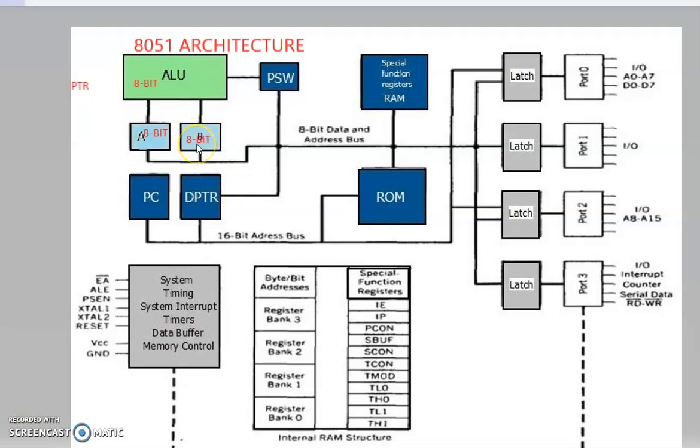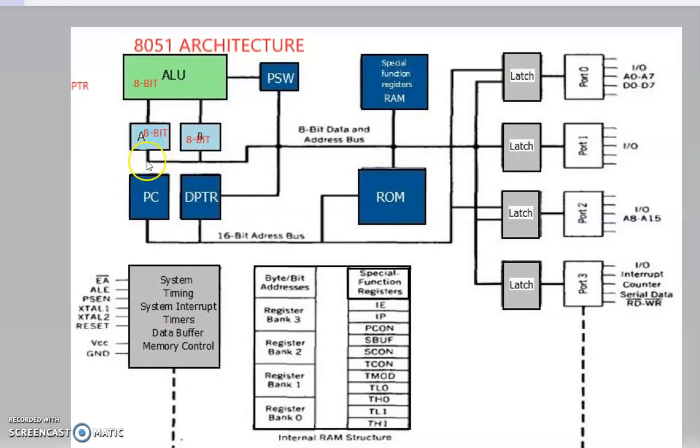Next is register B. Register B is also an 8-bit register, so it can hold 8 bits of data. ALU operations can be performed between register A and register B and other registers also. But the speciality of register B is that it is dedicated for multiplication and division. Multiplication and division can be performed only using register A and register B. In a multiplication operation, the operands will be stored in register A and register B, not in any other registers. Also for division, the operands will be stored in register A and register B.